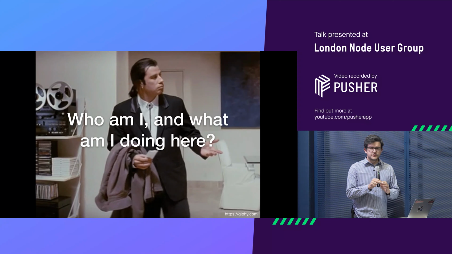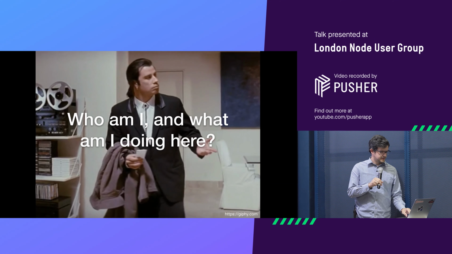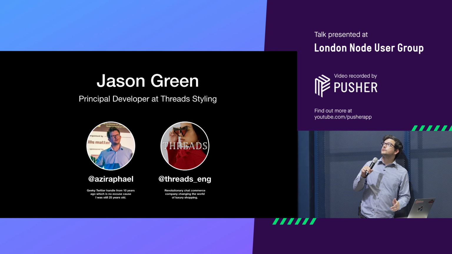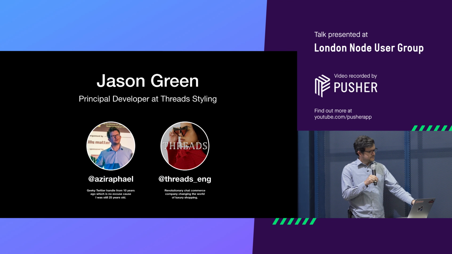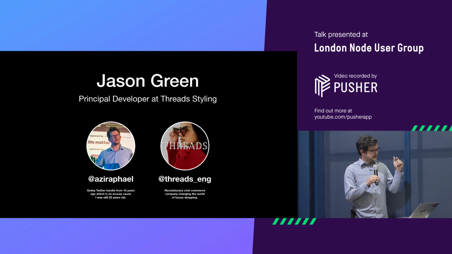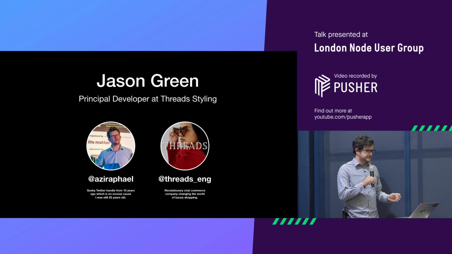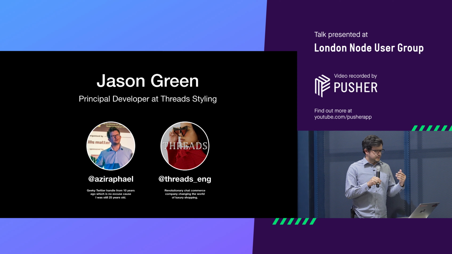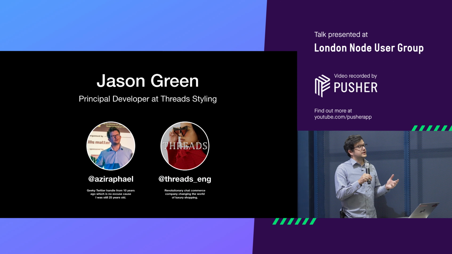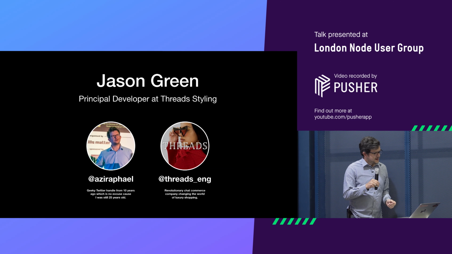So I guess the first question is, who am I and what am I doing here? My name is Jason Green. I'm a principal developer at Thread Styling. Now, Thread Styling, we are, and this is the marketing line, pioneering 21st century personal shopping through chat and social media. What that more or less translates into is we're selling very high value items to rich people over Instagram.